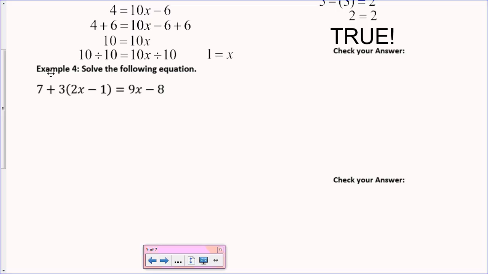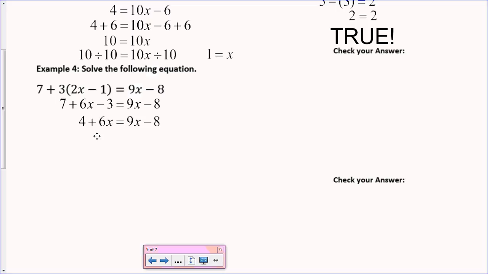Example 4. I only have one thing to distribute, and that's that 3. So I go ahead and do that first. So now I have 7 plus 6x minus 3 equals 9x minus 8. I can combine the 7 and the -3, nothing with the 6x. So 7 minus 3 gives me 4. That's 4 plus 6x. So now I go ahead and treat it just like examples 1 and 2.